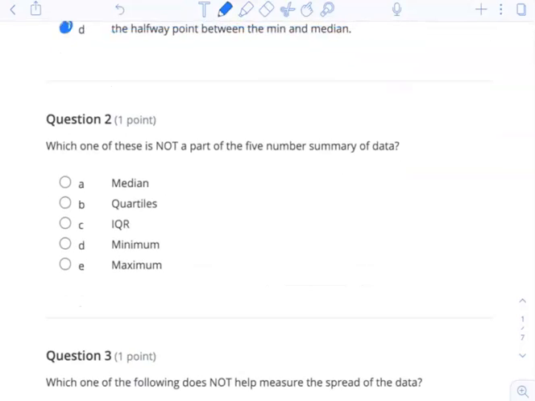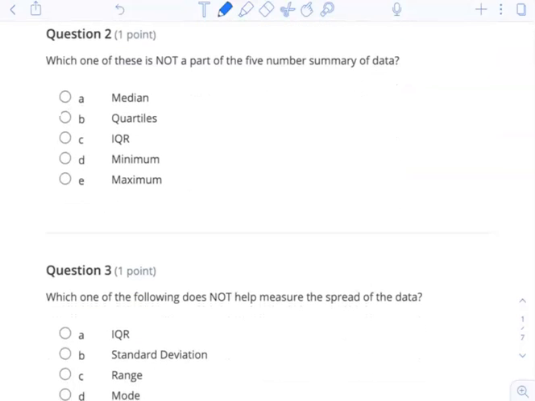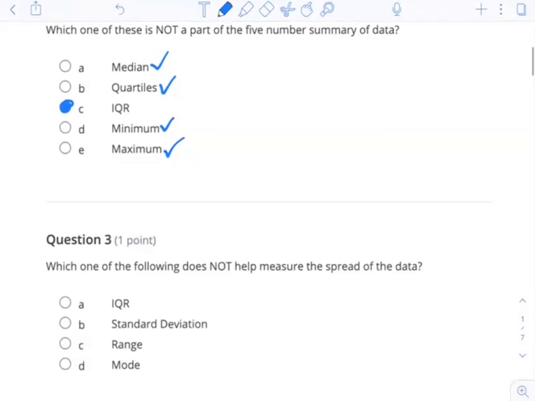Number 2, which of these is not part of the 5-number summary? The median is a part of it. The minimum is, the maximum is, quartile 1 and 3 is, the IQR is not. So this one, it's kind of related to a box plot. It's Q3 minus Q1, but it's not part of the 5-number summary.